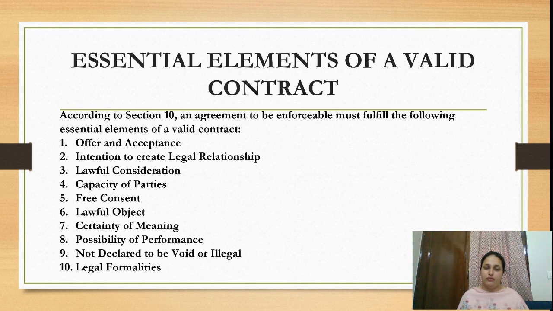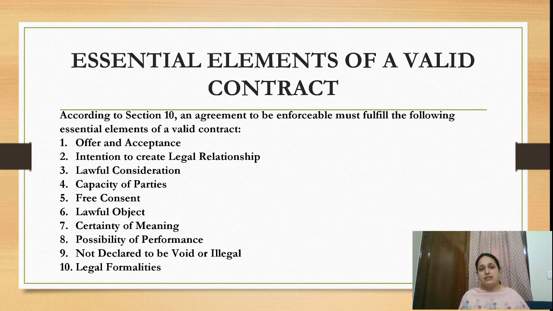Sixth essential is lawful object. The object of the agreement must be lawful. Object becomes unlawful when it is forbidden by law, when it is of such a nature that it would defeat the provisions of any law. It is fraudulent. It involves an injury to a person or property of any other. The court regard it as immoral or against or opposed to public policy.